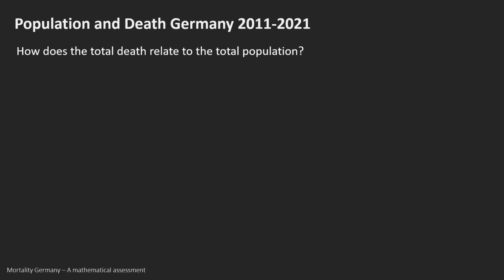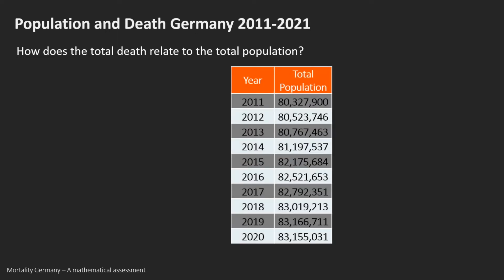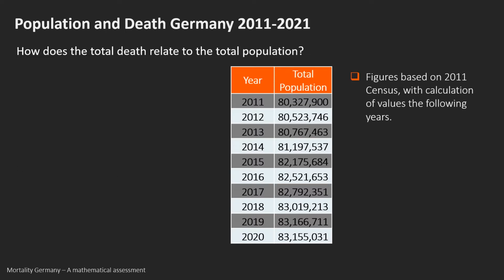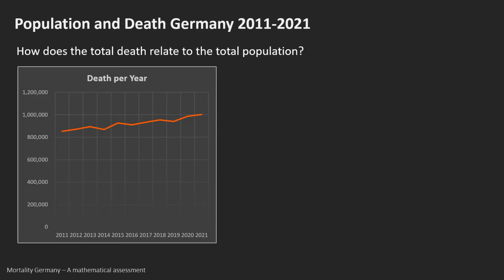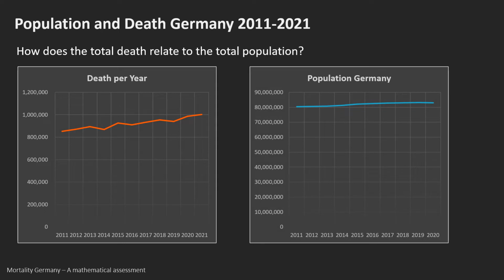That still doesn't tell me if there's excess death or not, because one big value for me is missing, and that's the population. Again, Destatis is providing us some nice figures with the population, and I put the graph for the death against the graph of the population. It looks like both are going up. However, I don't know if there's correlation or not.